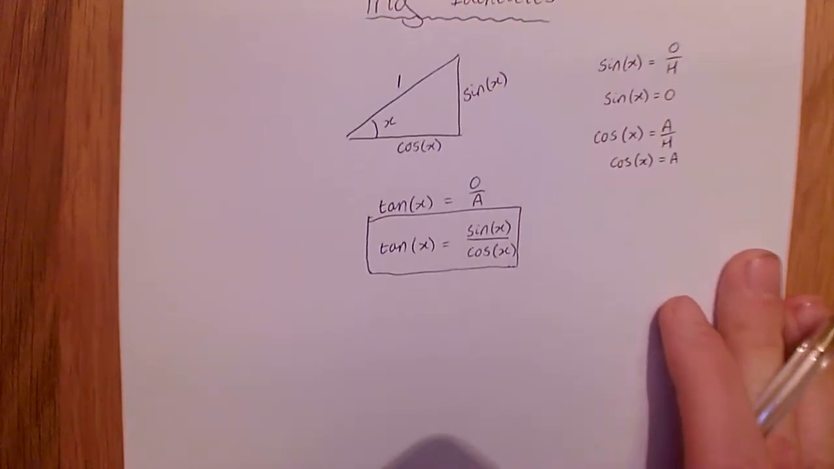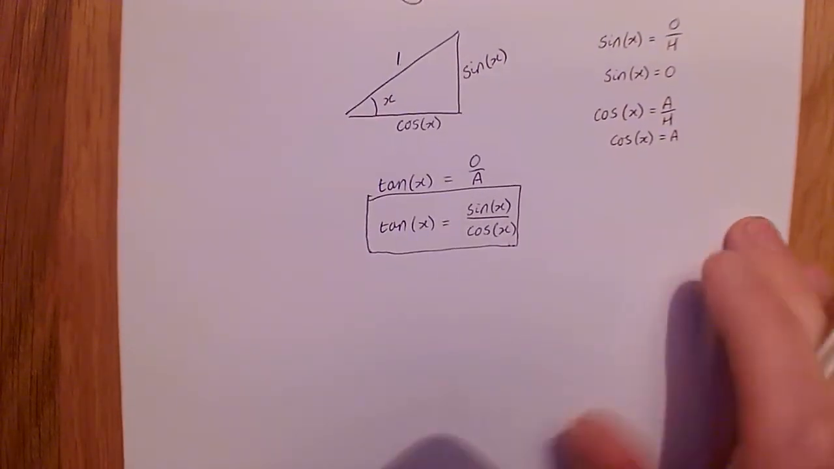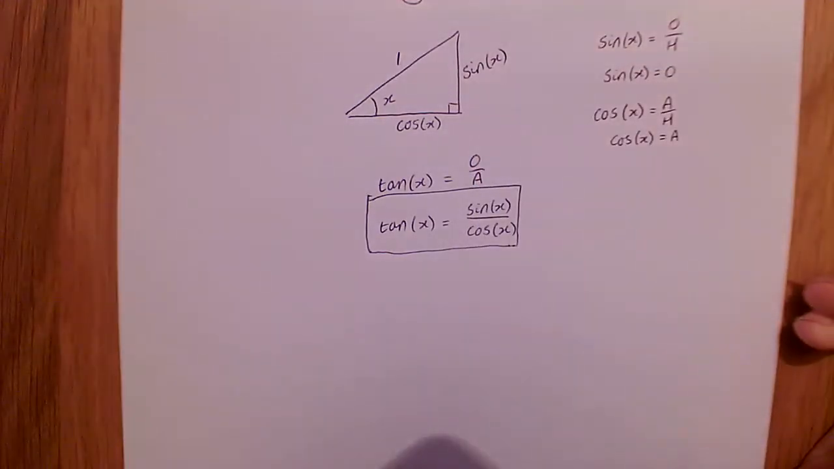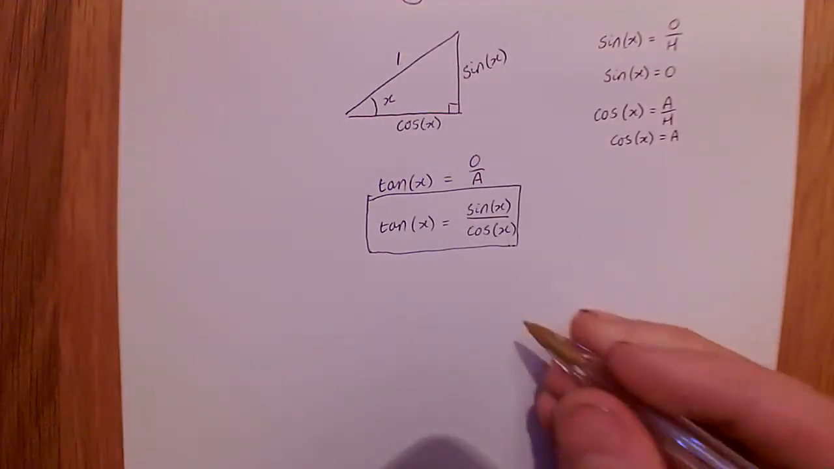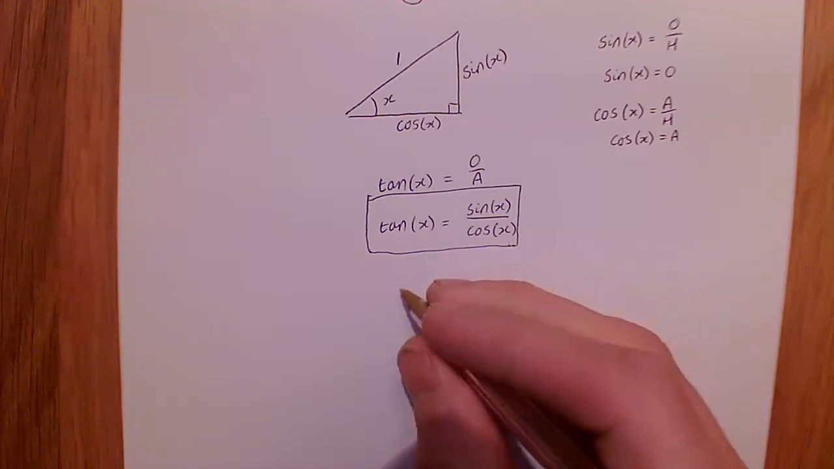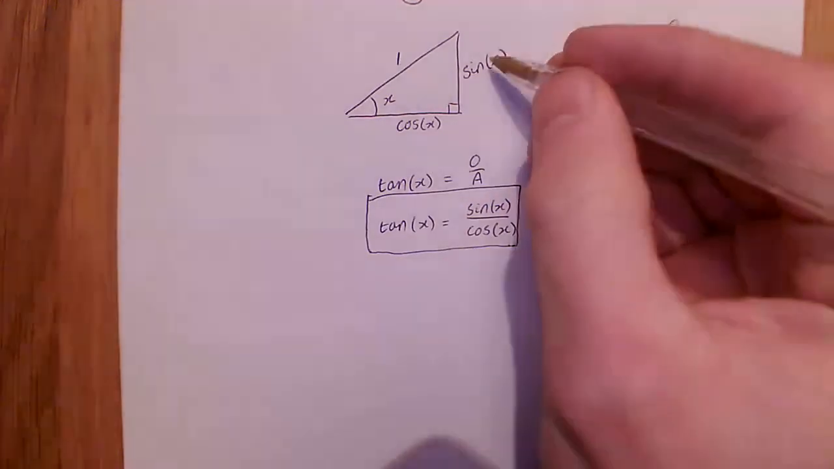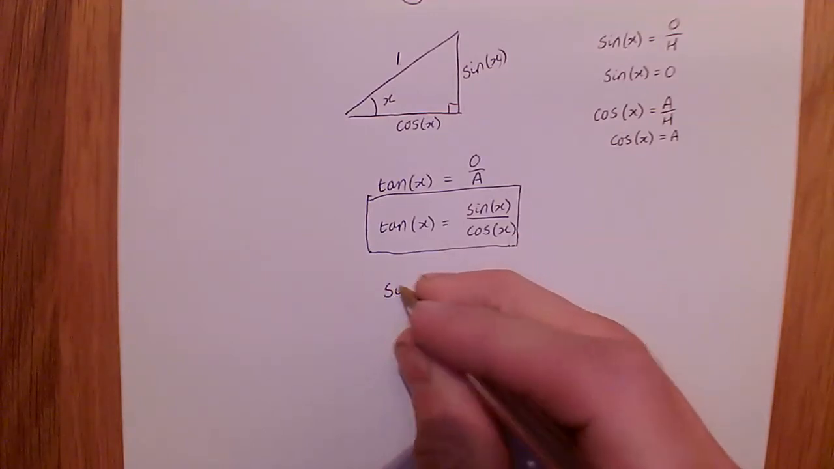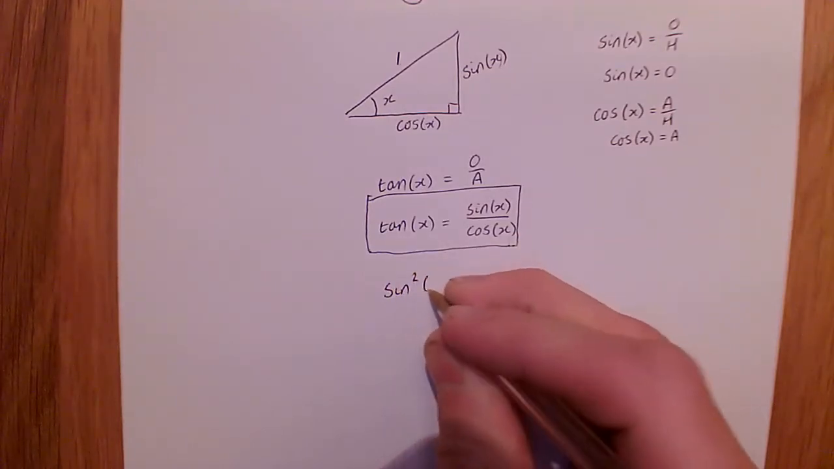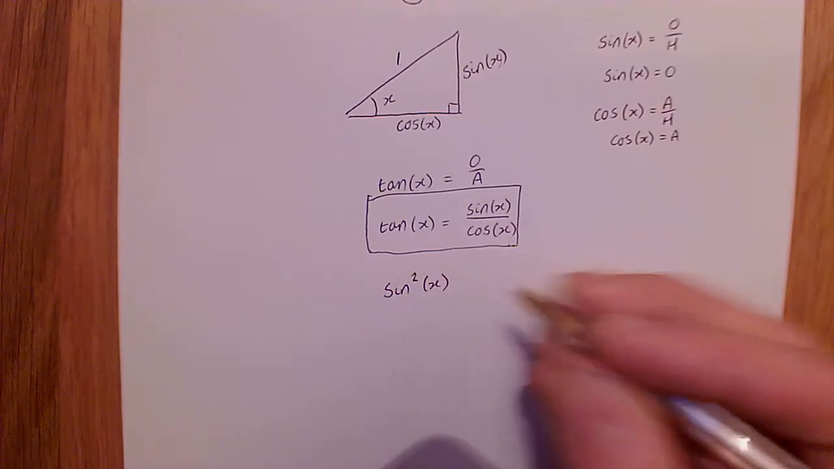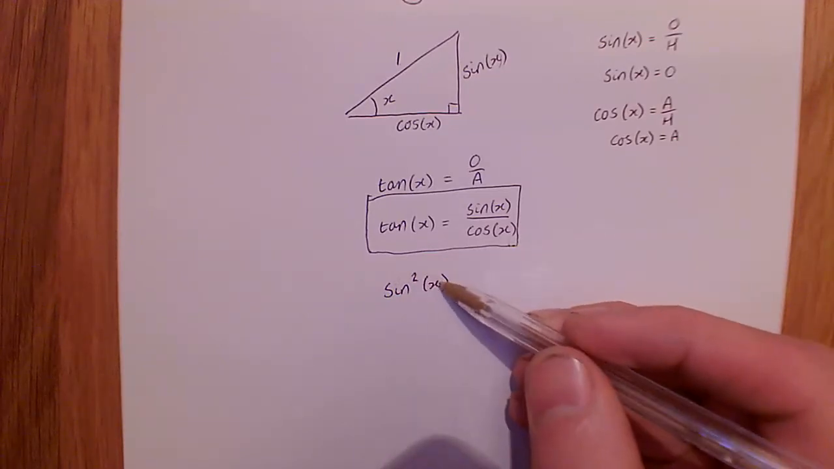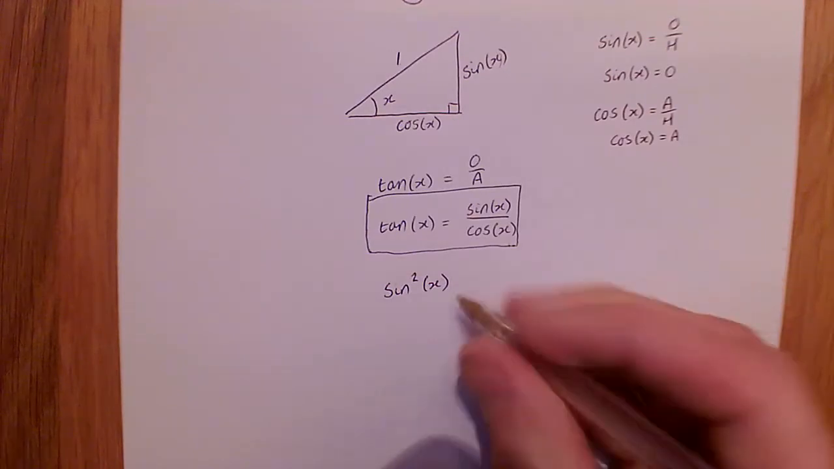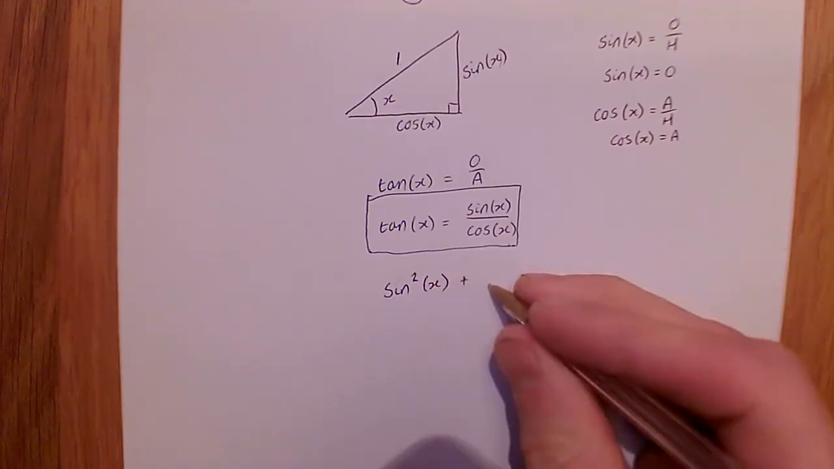Identity number 2 also comes from this triangle, because being a right-angled triangle, Pythagoras also works in it. Well, what does Pythagoras tell us? It tells us that if we square these two sides, now in maths we've got a special way of writing that. We square them by putting the square in there. We do that so it's clear that we're not squaring the x, we're squaring the sine. So it's sine of x all squared, and that's how we write it.